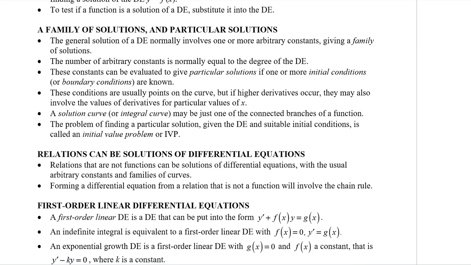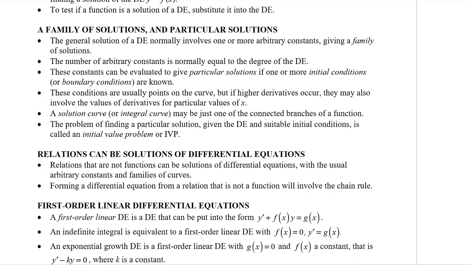The general solution of a differential equation normally involves one or more arbitrary constants, giving a family of solutions. So unless you're given some information, it could possibly represent a whole bunch of different types of curves. And if you're given information, you might be able to find the specific one. The number of arbitrary constants is normally equal to the degree of the differential equation. These constants can be evaluated to give particular solutions if one or more initial conditions or boundary conditions are known. So that's what I'm talking about, the information you have to be given.